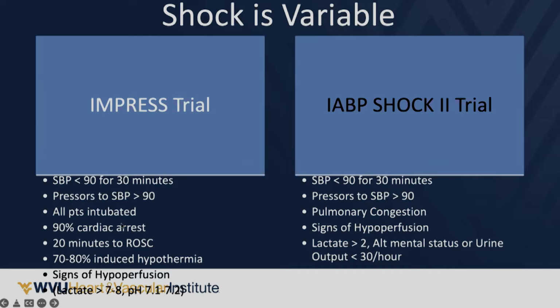However, shock is variable depending upon the studies that you look at. The IMPRESS trial had a majority of cardiac arrest patients, about 90%, and lactate was between 7 and 8, and the pH was 7.1 to 7.2.